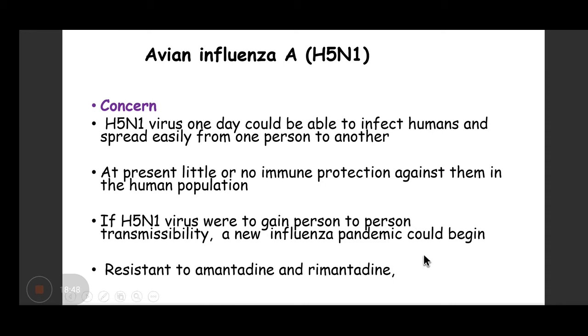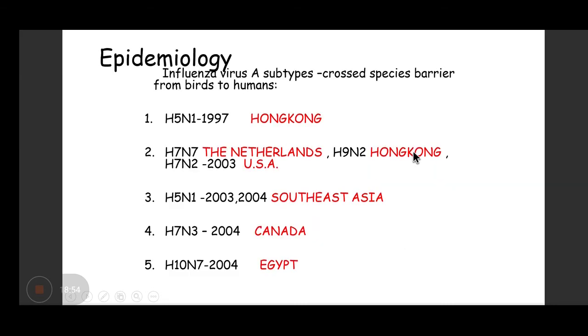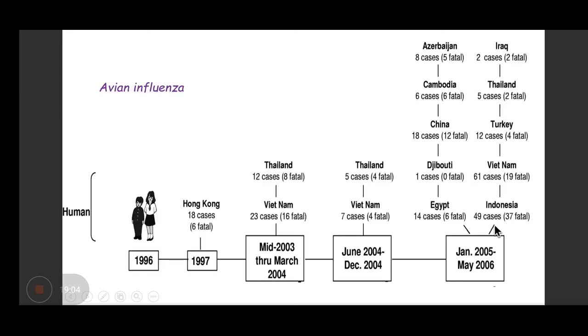And besides, it is resistant to amantadine and rimantadine, which are the M2 blocker drugs for influenza virus. It has caused different outbreaks in Hong Kong, Southeast Asia, Canada, and Egypt. And if you look at the epidemiology or the toll of these diseases, in Hong Kong in 1997, there were 18 cases with 6 deaths. In Vietnam, 23 cases, 16 deaths. In Thailand, 5 cases, 4 deaths. In Cambodia, 6 cases, all 6 died. In China, 18 cases, 12 died.